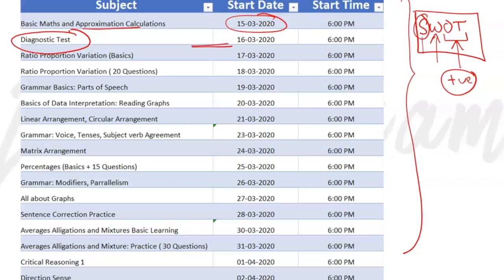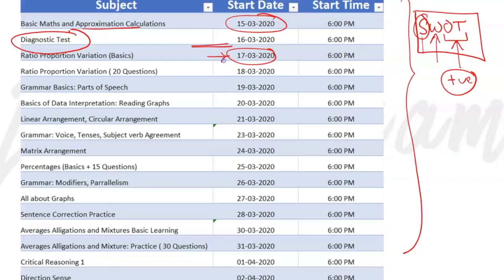Right. Now from the 17th, that is the third day of the schedule, we'll be starting the basic chapters. And again, keep this in mind, this is a schedule that is completely on your own self-study basis, right? It has nothing to do with the institution you are attached to.